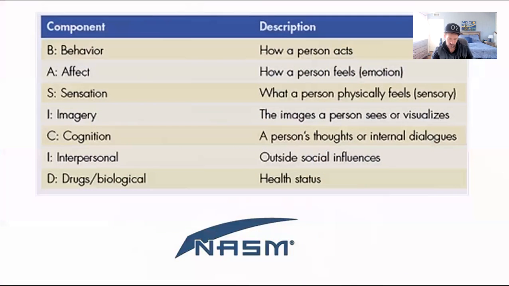Arnold Lazarus emphasized the fact that we are biological creatures that act, feel, imagine, and think with his BASIC ID multimodal framework, a way to better organize and understand the influencers of human behavior. These different aspects of our personality and behavior have been given names that are reflected in the acronym BASIC ID. They are behavior, how we act and react. Affect, how we have and express feelings. Sensation, how we physically feel. Imagery, the images or mental pictures we have. Cognition, our thoughts or internal dialogue. Interpersonal, the interactions we have with others, and drugs biological, any biological influencers such as disease, medications, or injuries.